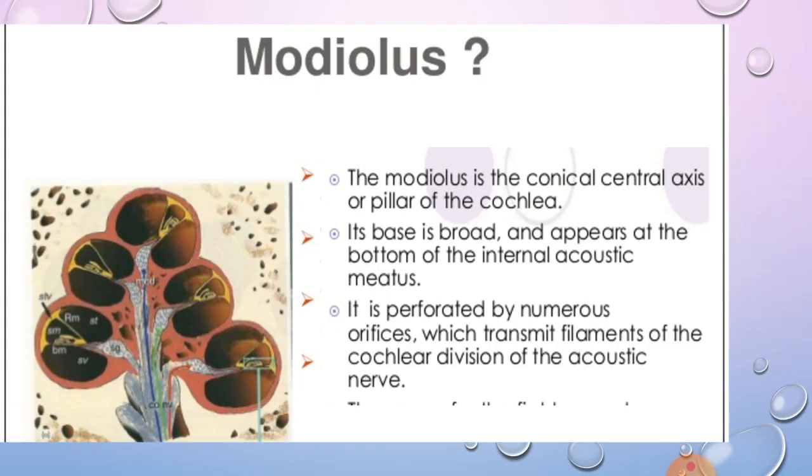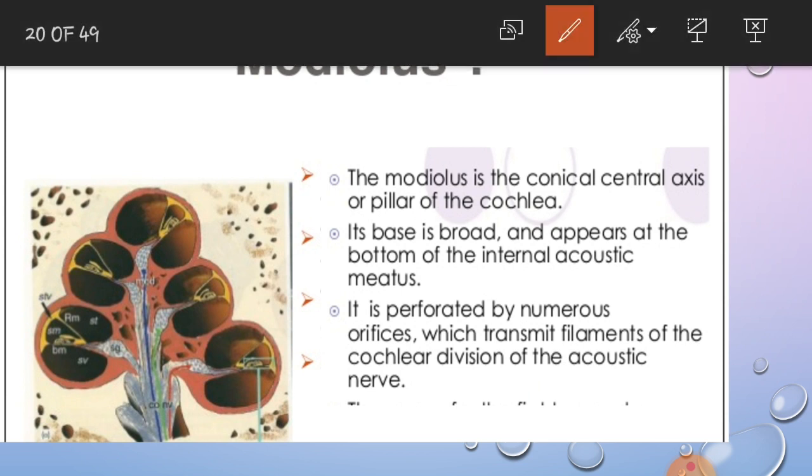Now the modiolus, this is another diagram showing you the modiolus. The modiolus is the conical central axis or pillar of the cochlea. This is modiolus. Its base is broad and appears at the bottom of the internal acoustic meatus. It is perforated by numerous orifices which transmit filaments of the cochlear division of acoustic nerve.